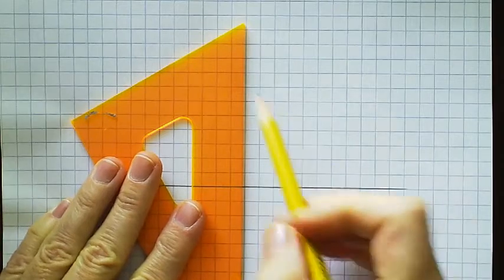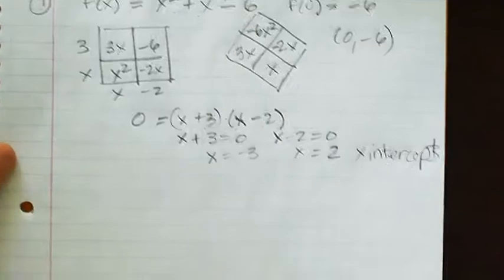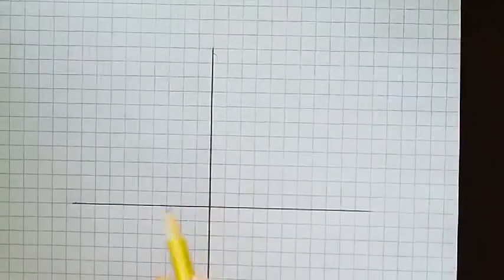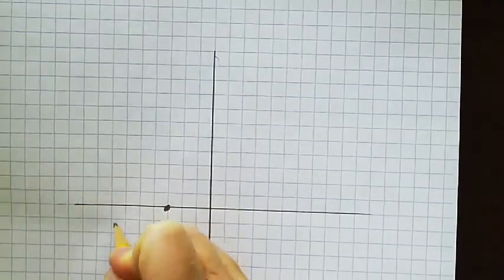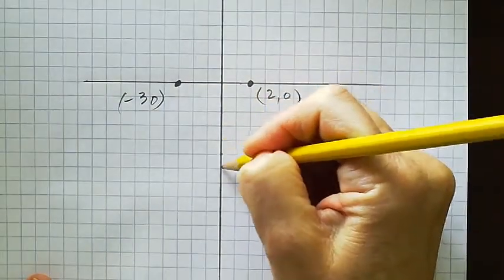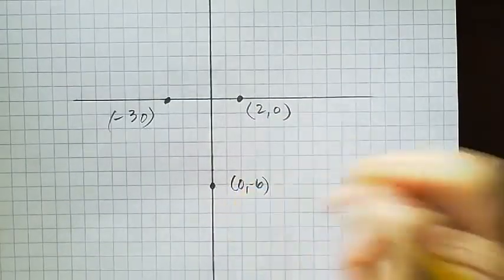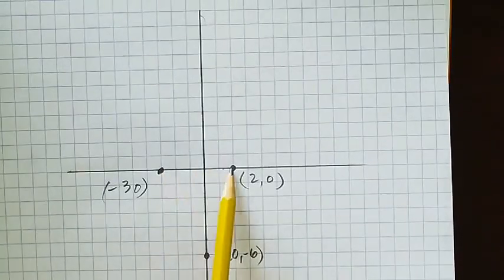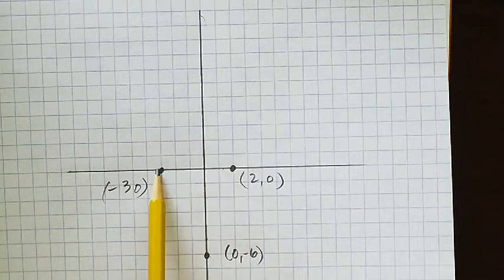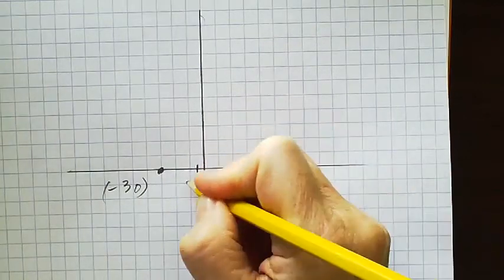Okay, so I know it's opening upwards because the y-intercept is (0, -6), and it's crossing the x-axis at -3 and +2. That's not my vertex, that's just the y-intercept. The vertex is going to be halfway between these two. So that's a distance of 5. Half of 5 is 2.5. So if I go 2.5 from this direction or 2.5 from this direction, I'm going to land at -0.5.